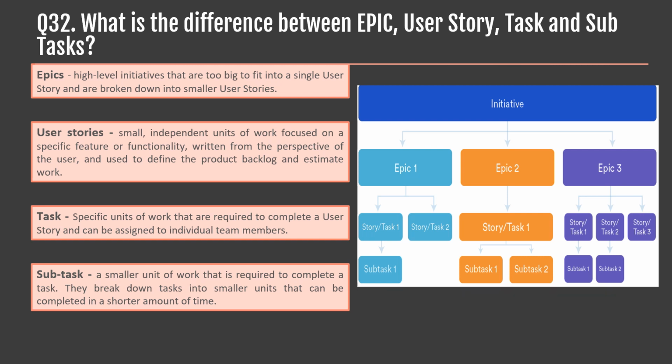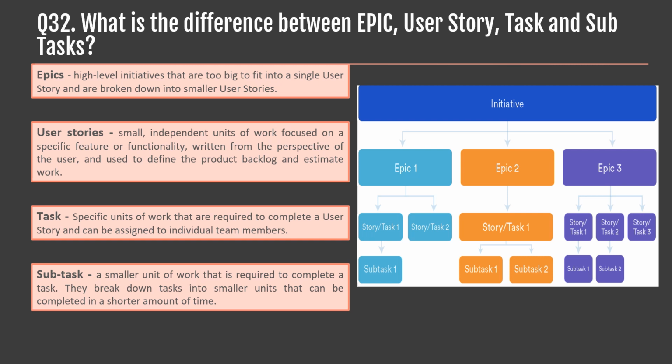User story. User stories are concise, small, and independent units of work that are focused on a specific feature or functionality. They are usually written from the perspective of the user and include a description of the feature, the user who needs the feature, and the benefit the feature provides. User stories are used to define the product backlog and provide a basis for estimating work. Example, as a user, I want to be able to add items to my cart so that I can purchase multiple items at once.